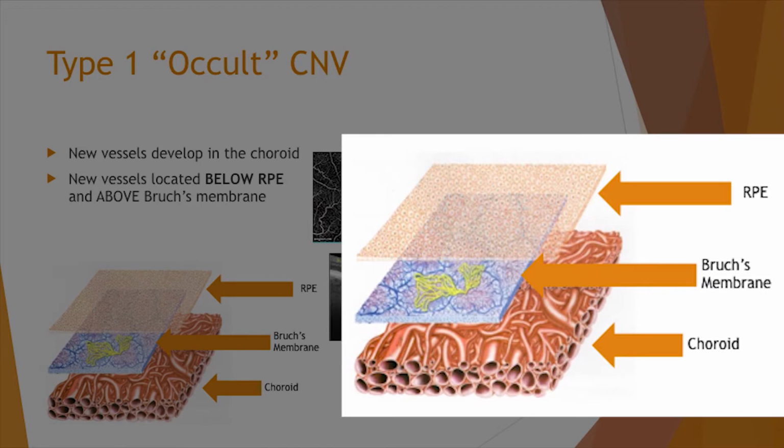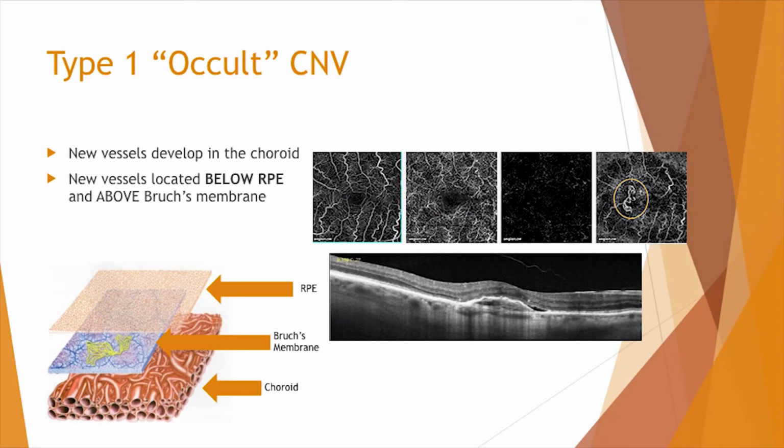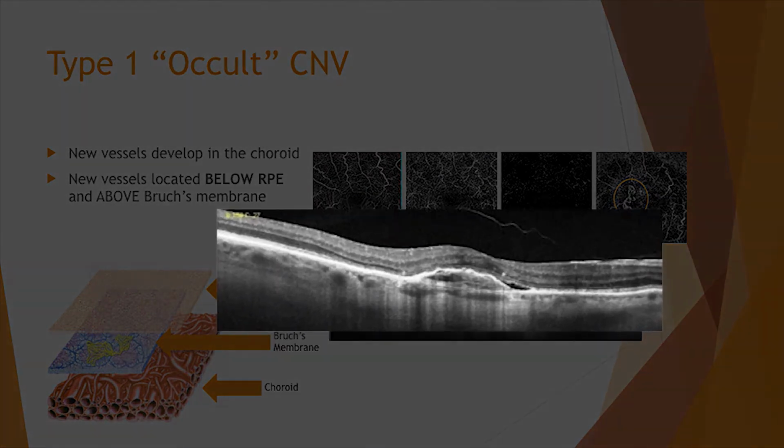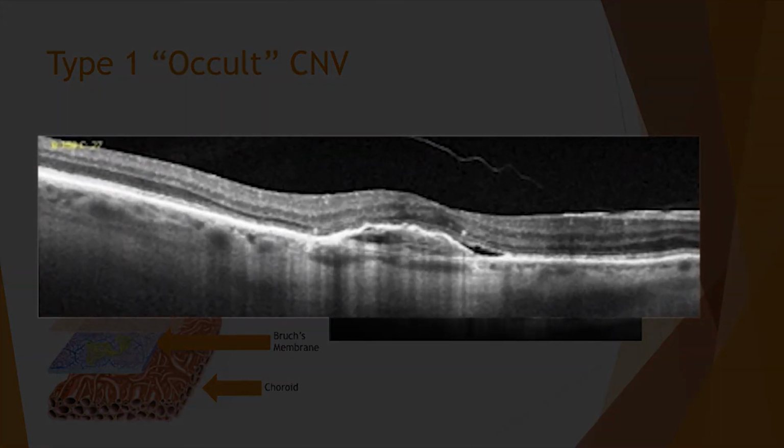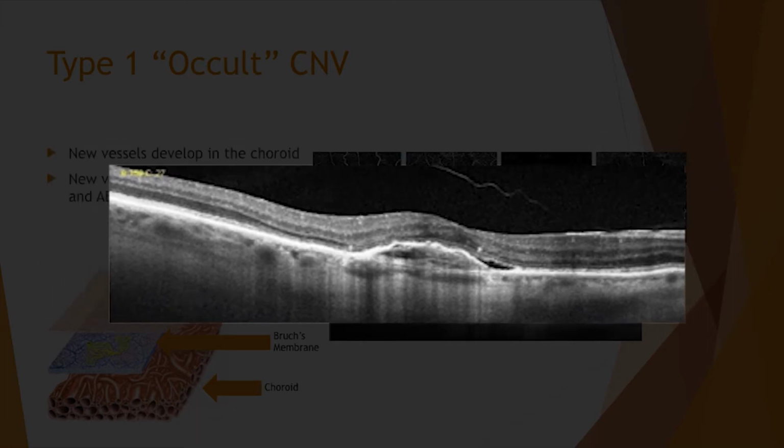So an occult CNV is a sub-RPE membrane. Why does that matter? Why am I putting so much emphasis on it? Because when we interpret angio, that's critical. So when you look at the B-scan, you can certainly see there's a hyperreflective area underneath the level of the RPE. So we could pretty much see just on this B-scan that there's something going on and it looks occult, right? It looks like it's below the level of the RPE.